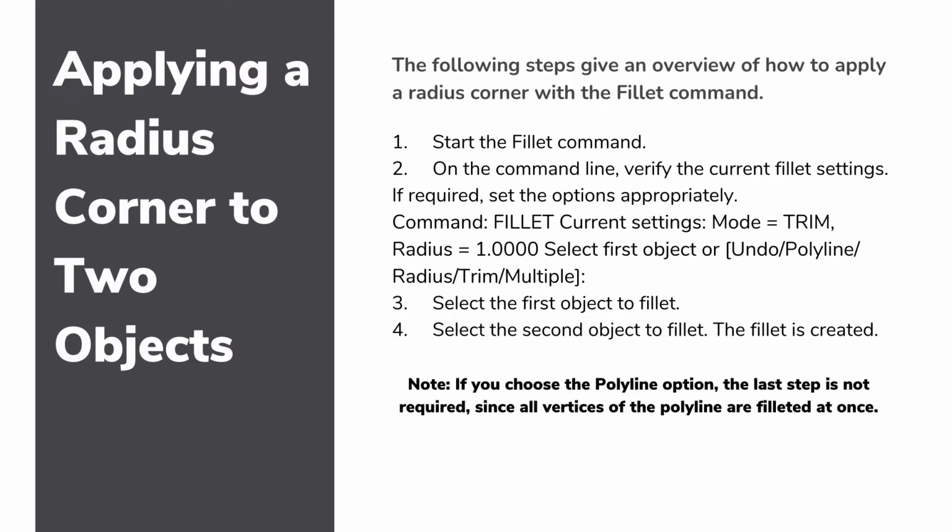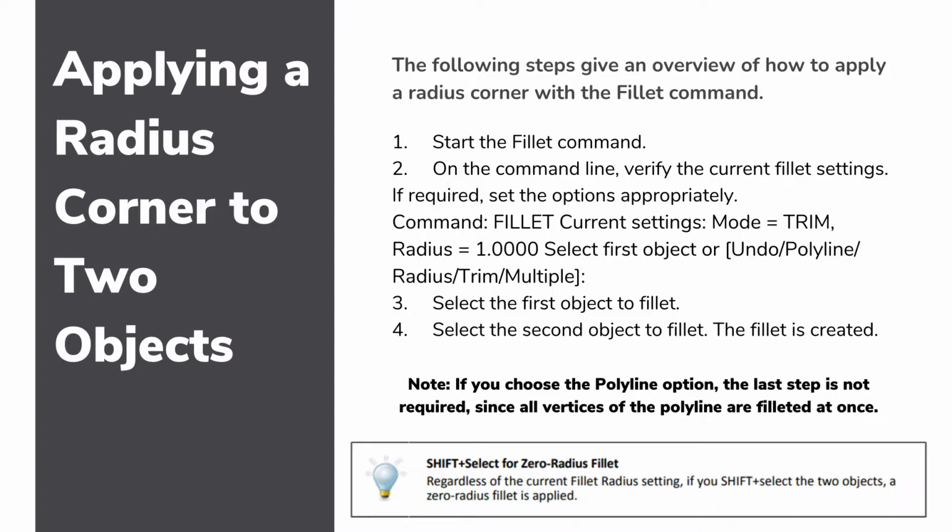So, but take note, if you choose the polyline option, the last step is not required, since all vertices of the polyline are filleted at once. Okay? And also, regardless of the current fillet radius settings, if you shift plus select the two objects, a zero radius fillet is applied. Okay?